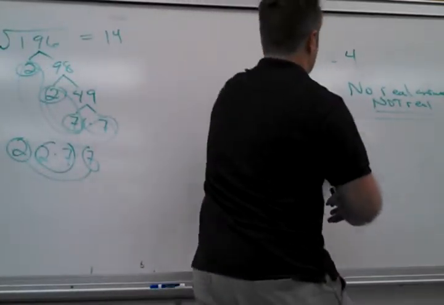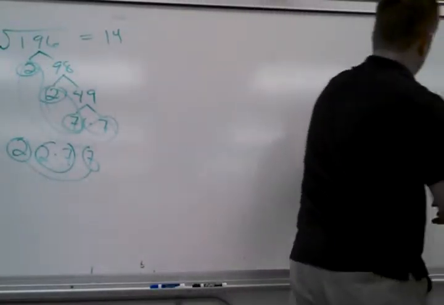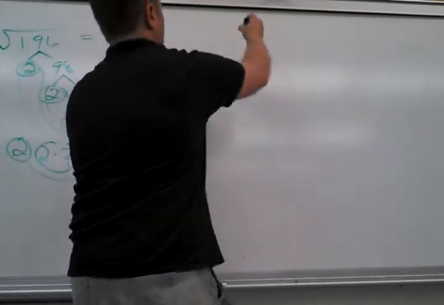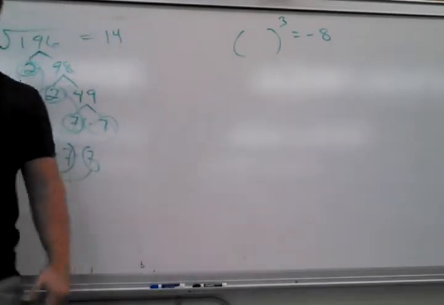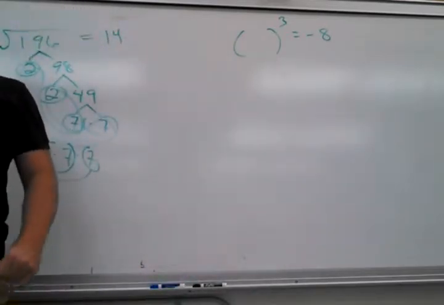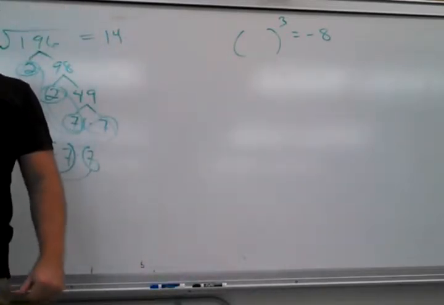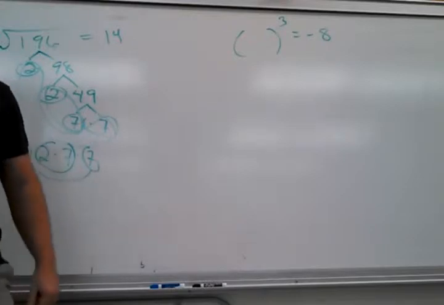So what other kinds of roots are there? It's not just square roots. Cube roots. So let me ask you this. What do you cube to get negative 8? What real number? 2 cubed is... Negative 2. Yeah, negative 2. It's got to be negative, right?